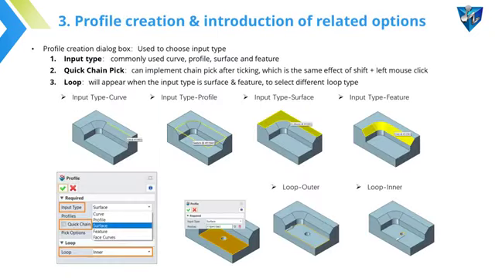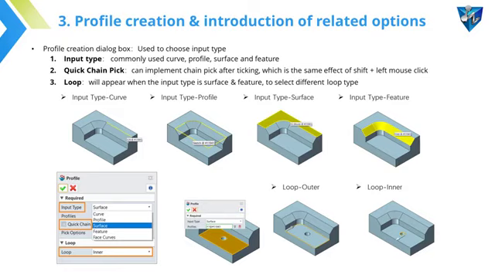Now let's explore more about the profile creation and related options. After you select the corresponding features according to the last chapter, you will see the profile dialog box. I have listed the commonly used options. Input type is used to define the type of object you can select on the model. Commonly used: curve, profile, surface, and feature. Quick chain pick can realize chain selection after ticking, which has the same effect as Shift plus left mouse button.